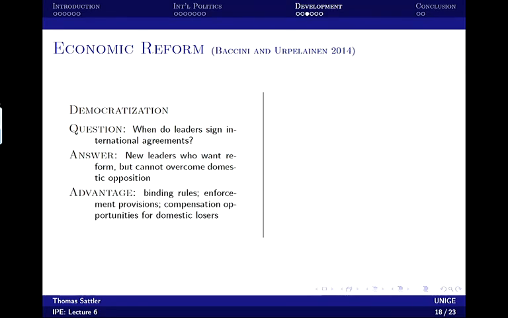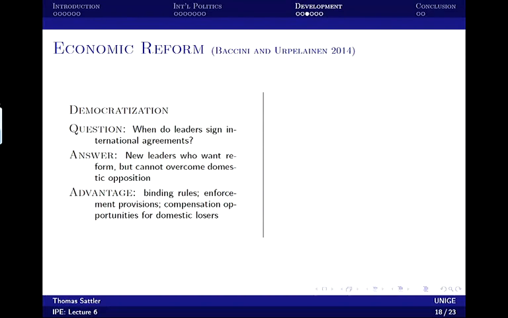And the preferential trade agreement here helps, because to some extent it offers some compensation to those who oppose the reform, so in this case the white minority in South Africa. And it actually gives more credibility to those reforms because they cannot be reversed as easily as before.